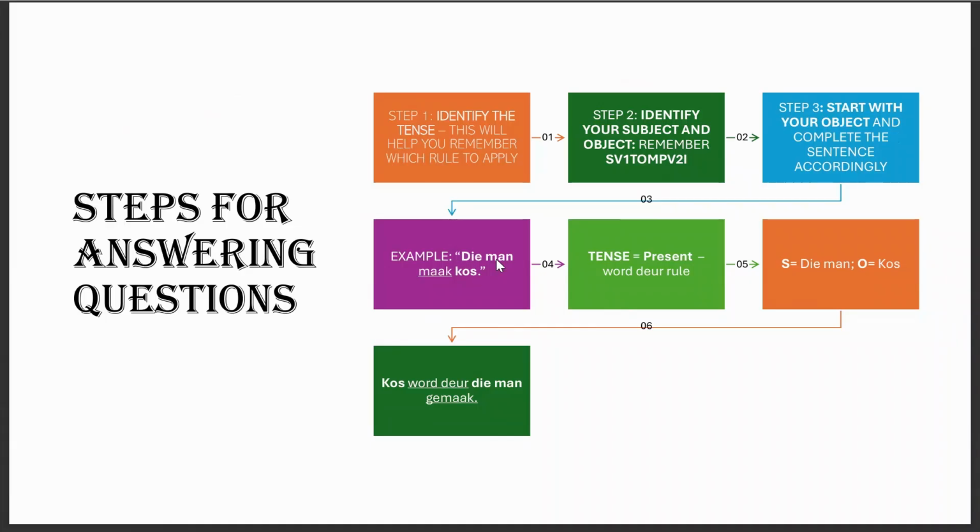Example again, die man maak kos, the man makes food. We identified the tense as present, so the word deur rule must be applicable. Then the subject is die man, the object is kos. So then we start with the object as indicated here and we complete the rest of the sentence. Kos word deur die man gemaak. Simple.